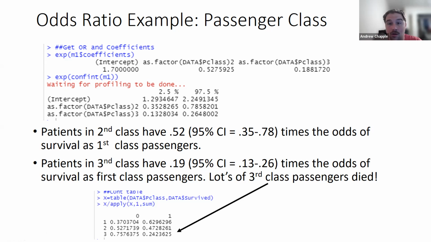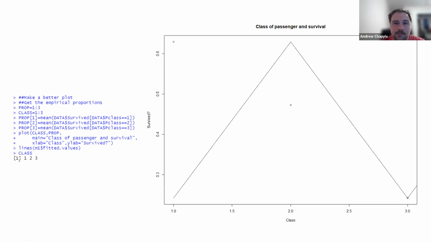So you are almost 5 times more likely to die in the third class than you are in the first class. And you can see that here I did a table, P class by survive. You could use prop.table here, but you can see 63% of those in the first class lived, compared to 47% in the second class, compared to 24% in the third class. So quite a bit fewer people lived in third class compared to first and second.